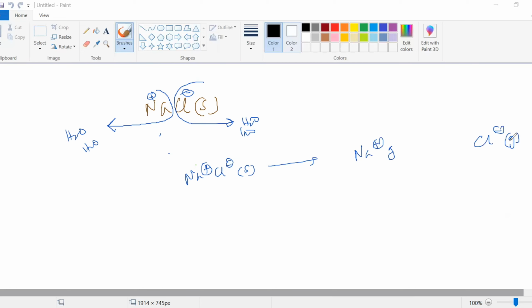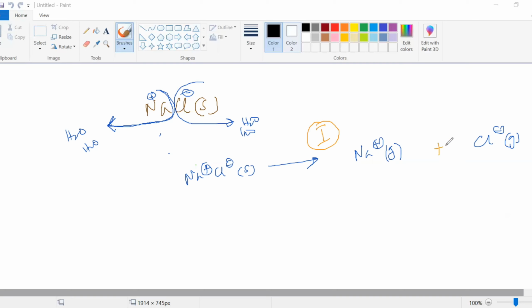Celia, Kavya, did you get this thing? First step is what? We are dissolving an ionic compound into water, right? Water will first separate these two ions into gaseous ions, Na plus gas and Cl minus gas. It will be pulling and separating these two into gaseous ions first. This is the first step.